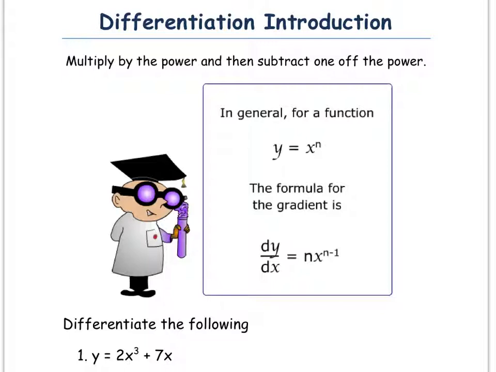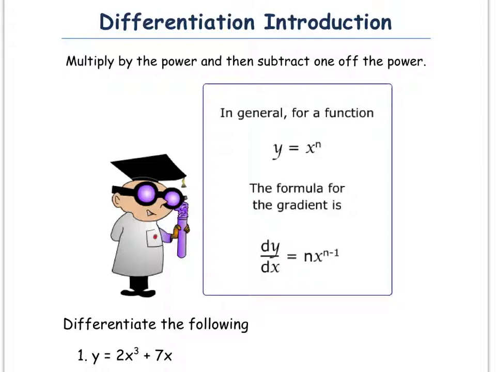And as you go through your A-level course, you're going to learn different ways of differentiating depending on how you're given the question. For example, you'll look at chain rule. So, differentiation is where you're trying to find dy by dx.